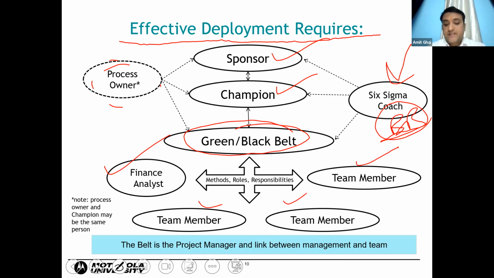The belt is project manager and link between management and team. You are sitting at the center. This is the team and this is the management. You are sitting at the center of the overall structure. Any questions?